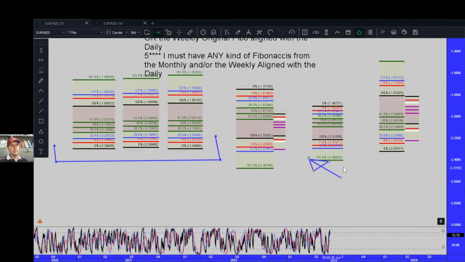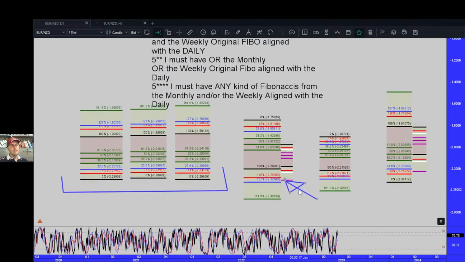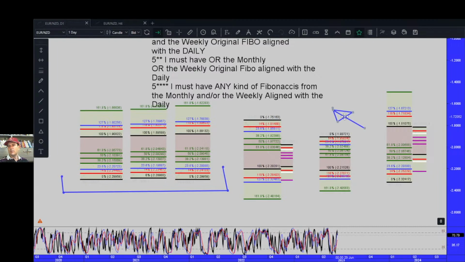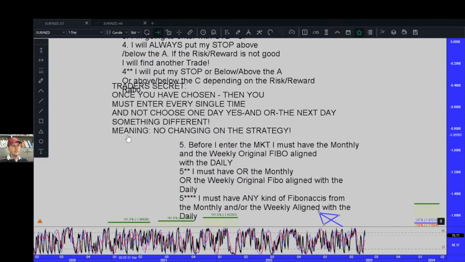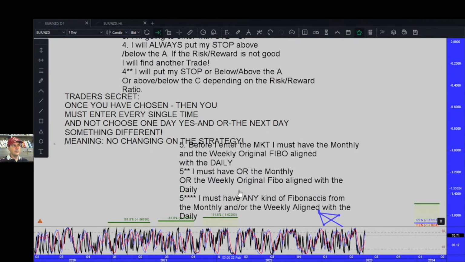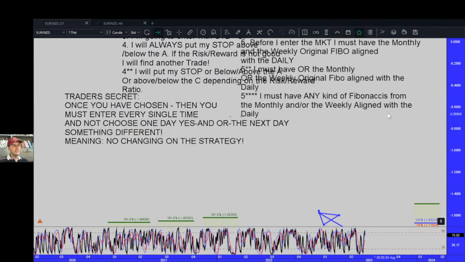You cannot say, today I'm going to trade the alignment with the Contrarian and the daily, and tomorrow I'm going to trade the confirmation and the daily, and the next day I'm going to trade the original and the daily, and on Thursday I'm not going to enter the market because I don't have any alignments, but you do have. You must enter every single time.